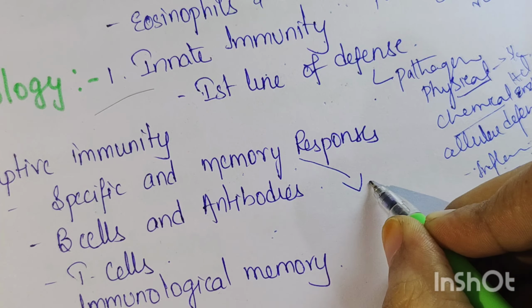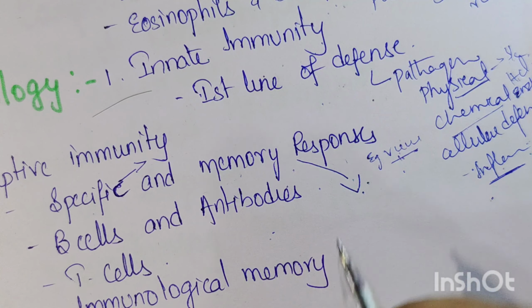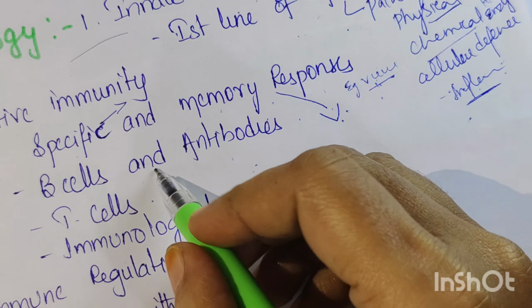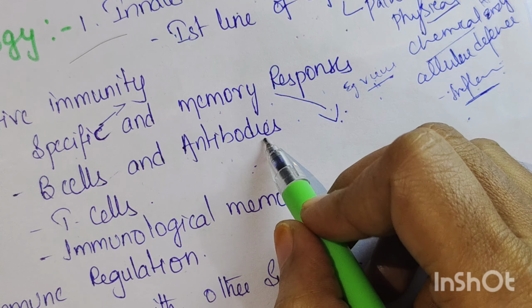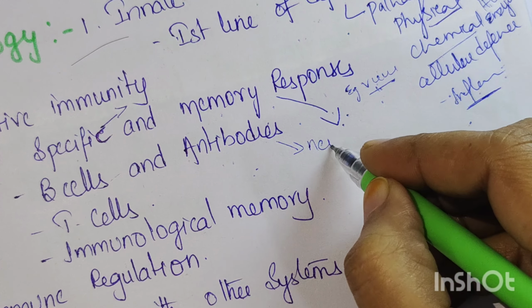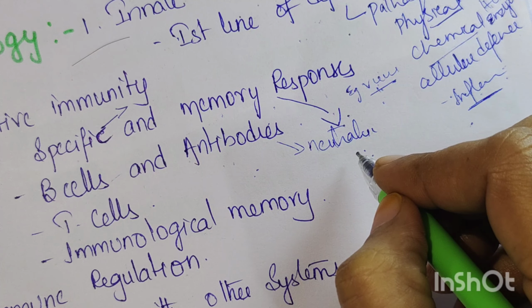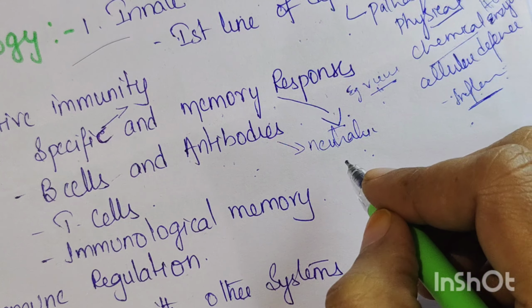For example, if you are affected with any virus or any disease, it will attack, and it will remember that past infection and it will immediately respond. That is called the specific and memory response. And the next is B cells and the antibodies. In this, B cells will produce specific antibodies to the specific antigens which they encounter, okay, and these antibodies will neutralize the pathogens and mark them for destruction by other immune cells.